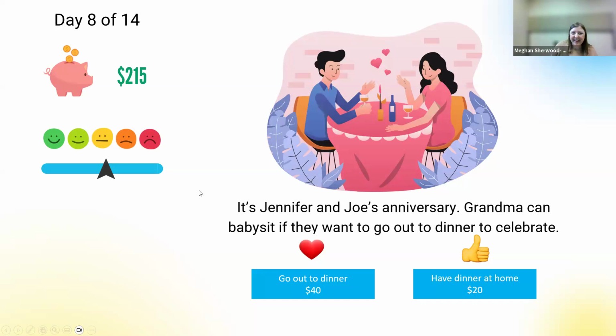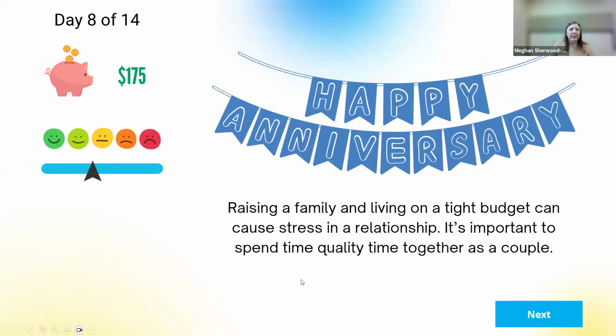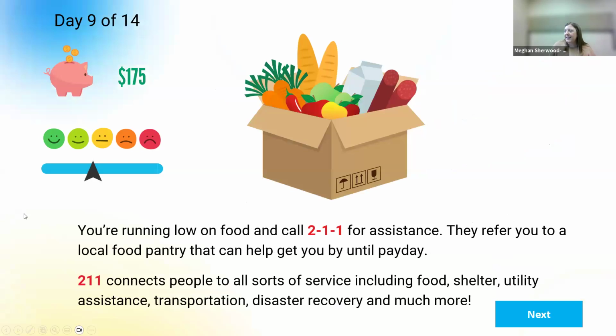So I think I'm going to go with what it seemed like had the most at one point, which was go out to dinner. I think Joe and Jennifer deserve some time to go out to dinner. It's their anniversary. It's very exciting. Raising a family and living on a tight budget can cause so much stress on a relationship, and it's important to spend quality time together. So we want to give them that time to celebrate their anniversary.